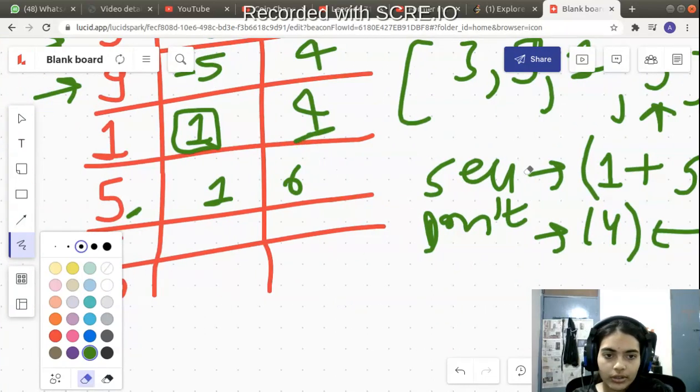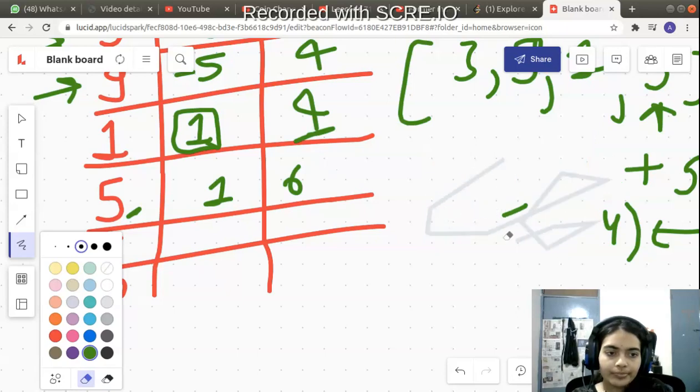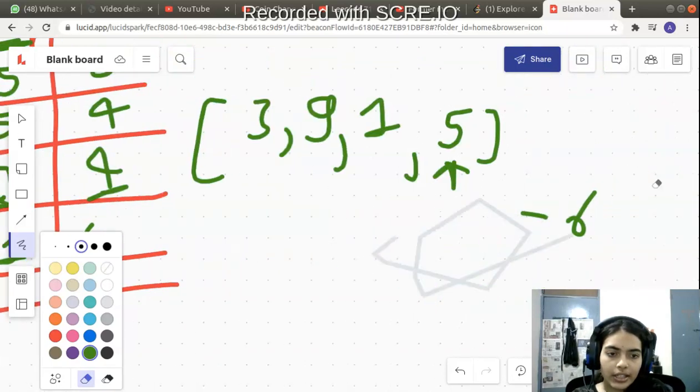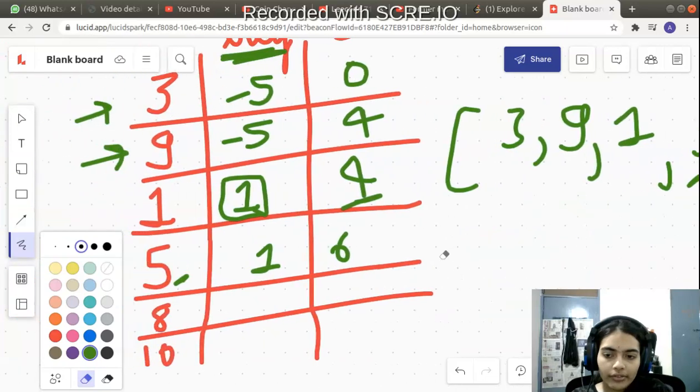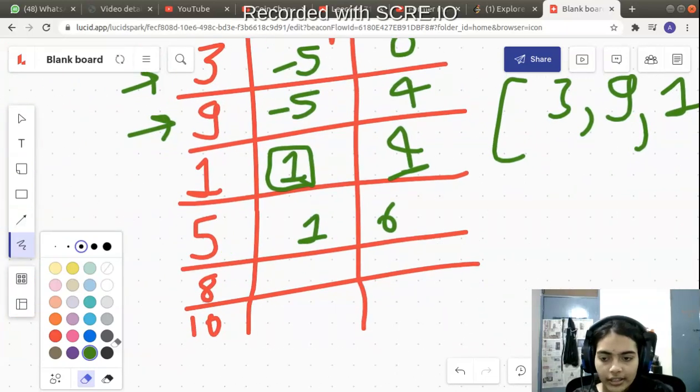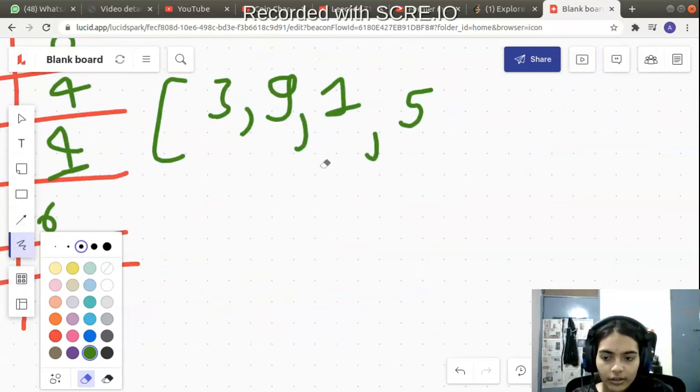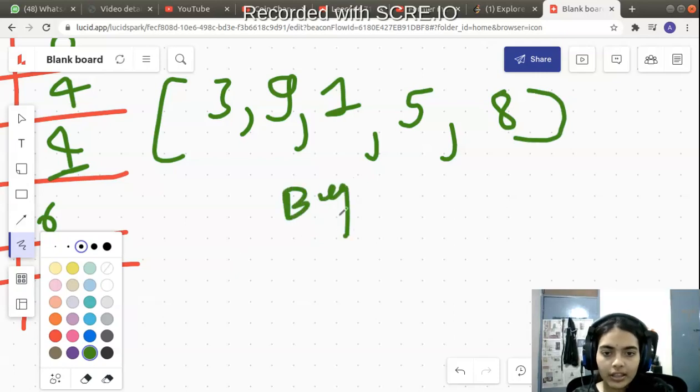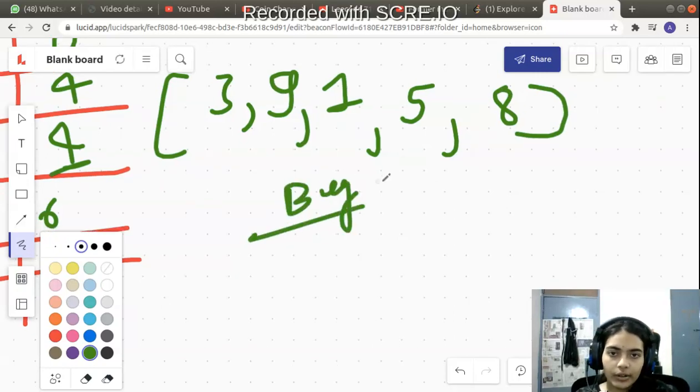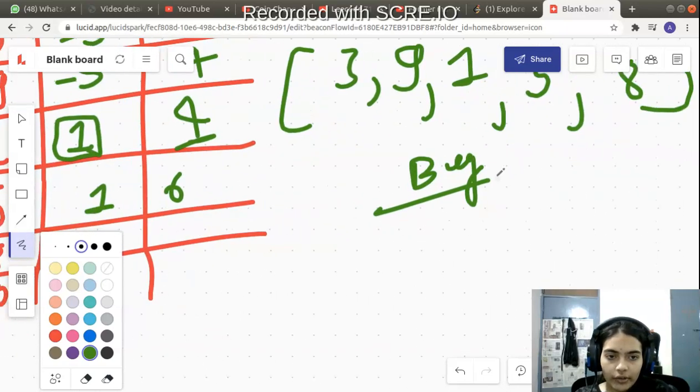Okay, now let's go to the last day. It's not the last day, it's the second last day. You are having a cost of 8. Now let's think about buy. If you are buying the stock on this particular day, you have two options: either buy a stock or hold a stock from before.